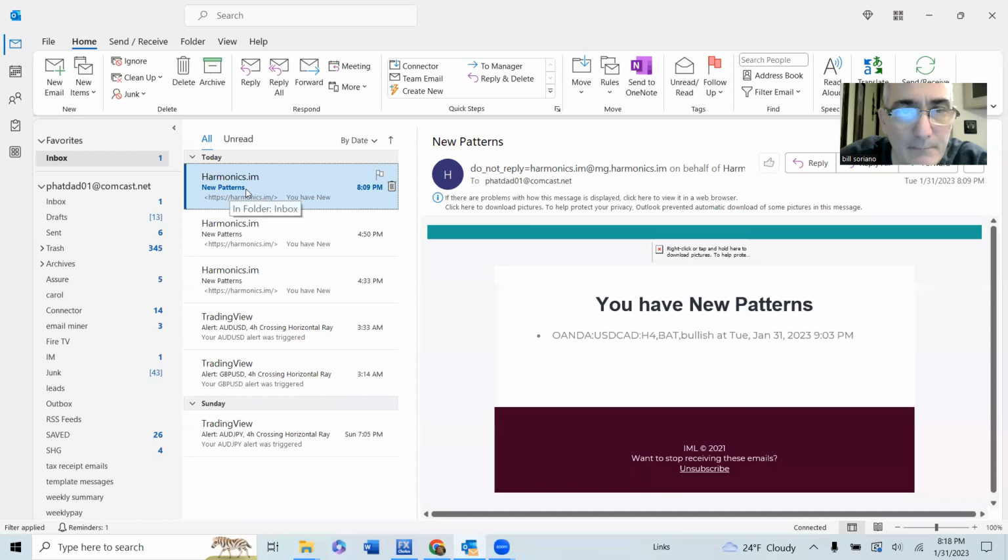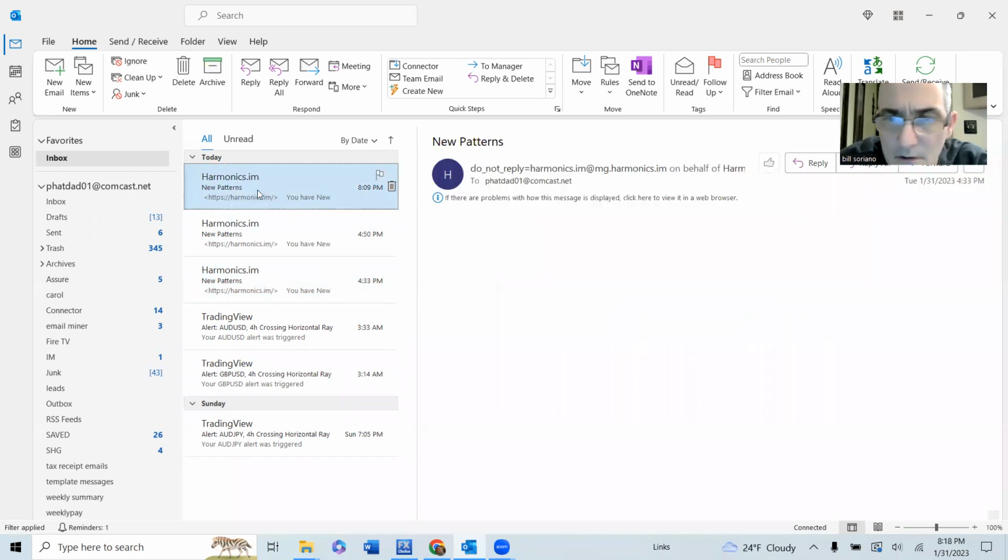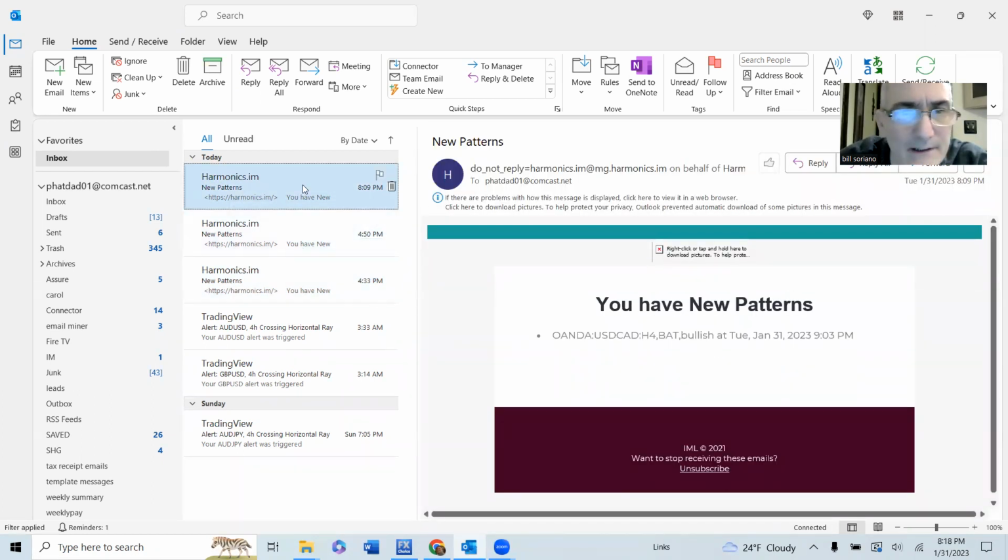So we got some harmonic pattern alerts today. We got a 4-hour one in USD/CAD and also a 4-hour in AUD/NZD. I'm sorry, that's a 1-hour in AUD/NZD and a 4-hour in USD/CAD also. That one came out twice for some reason. Then early this morning during the London session, we got a couple of smart money alerts on AU and GU. So we're going to check them out and see what's going on here.